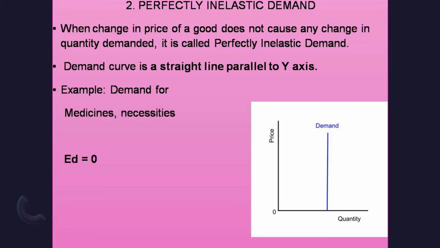And the demand curve for perfectly inelastic demand is a straight line parallel to the y-axis, because at any point, if the price is 20, if the price is 30, even if the price goes to 40, the quantity demanded remains the same. So it will be a straight line parallel to the y-axis. Examples are demand for medicines and demand for necessities. The perfectly inelastic demand has 0 as its numerical value. As we discussed, perfectly elastic has infinity, so perfectly inelastic has 0 as its elasticity of demand.